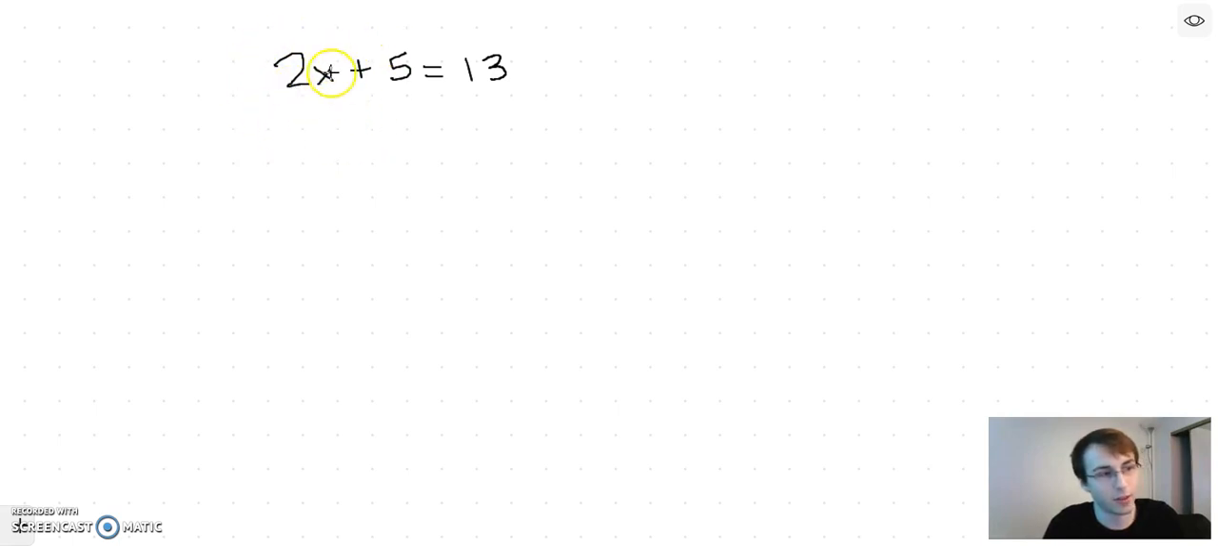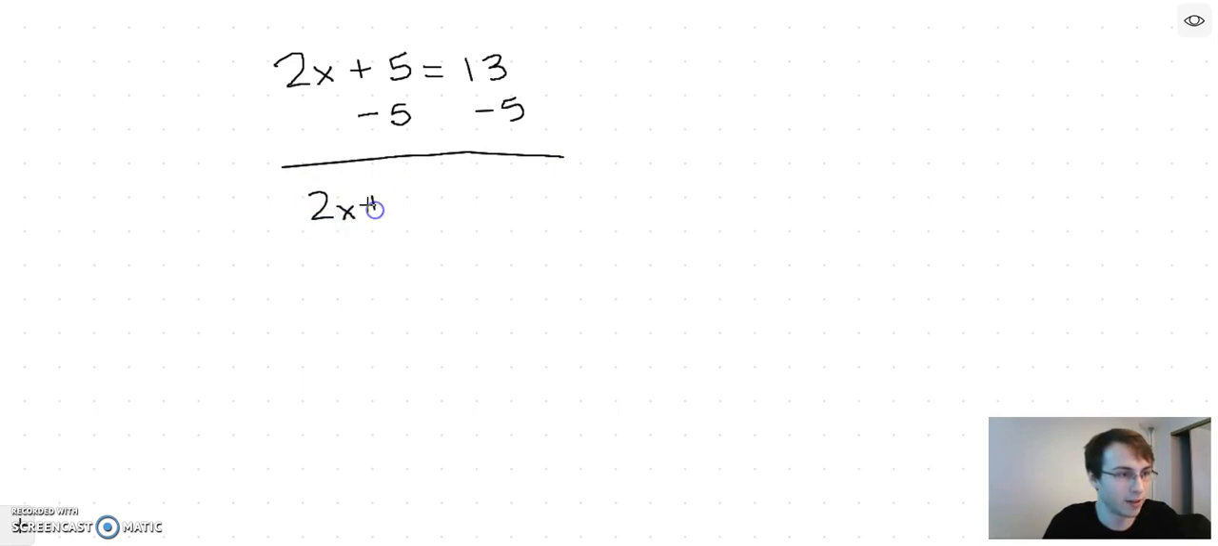First, don't worry about the number that's multiplying it. We'll take care of that later. But just try to move all the other terms to the other side. So like here this plus 5 is kind of in the way. So let's move it to the other side. By move it, I mean let's subtract 5 from both sides of the equation, and then we get 2x plus 5 minus 5 equals 13 minus 5.